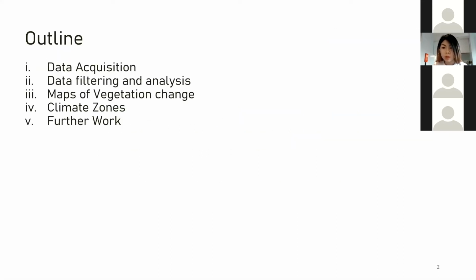Okay, so as a general outline, I'll begin by talking about how we acquire the remote sensing data, then how we filter and analyze that data. Then I'll show maps of vegetation change, and I'll discuss how that relates to climate zones, and I'll also go into some ideas of what we plan to do next.